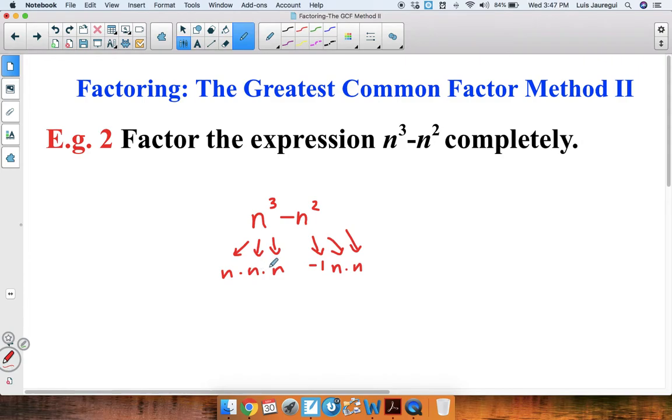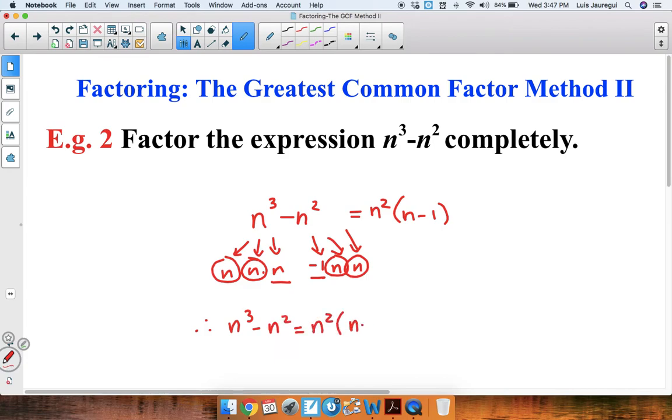Now notice that they both share an n as a factor, but they share another n as another factor. So we have a common factor of n times n, which is namely n squared. So we can factor out an n squared from here. And we can see that that n squared will be multiplied by n minus 1. So we can say the following. We can say, therefore, n cubed minus n squared is equal to n squared times n minus 1.